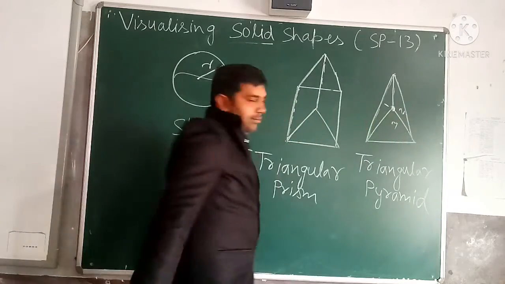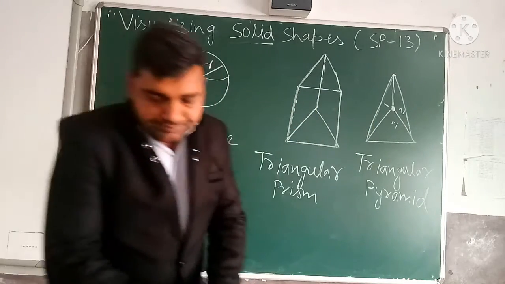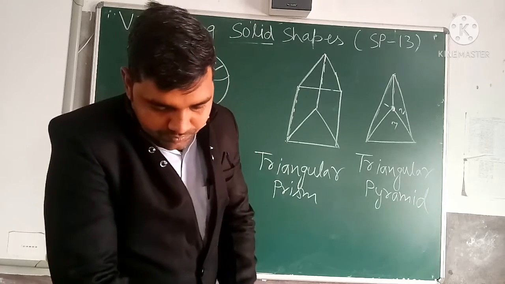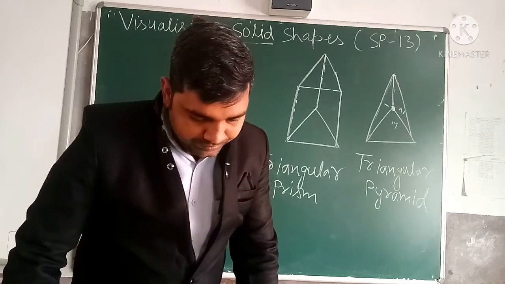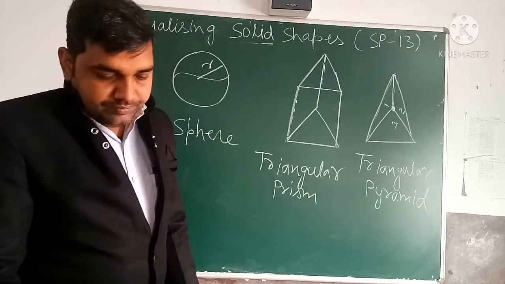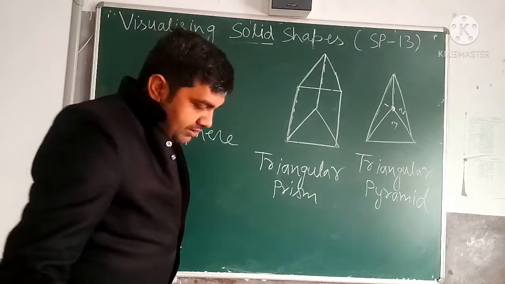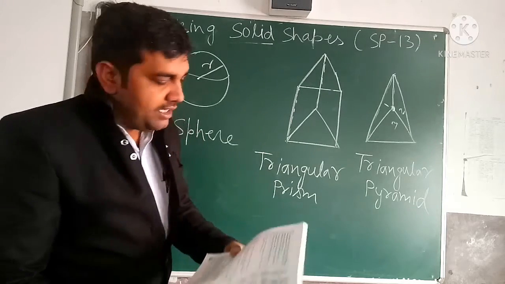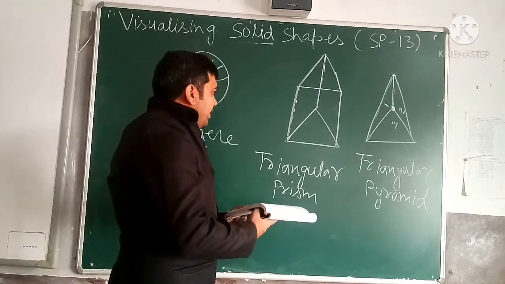This is called a triangular pyramid. Okay. Now, each flat surface of a solid is called a face. So see how this pyramid is formed. The pyramid is formed by a polygon base and triangular faces that meet at a common vertex.